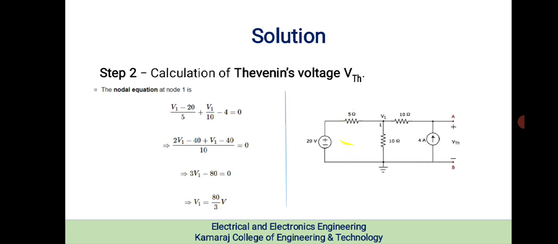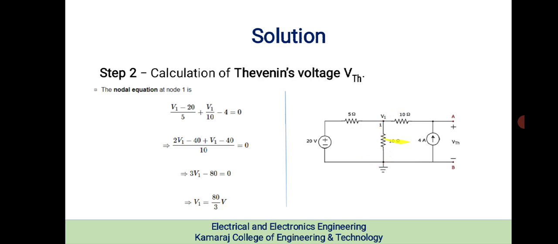So in this 5 ohm the potential difference is V1 minus 20. So V1 minus 20 divided by 5, that is current I is equal to voltage divided by resistance. So potential difference is V1 minus 20 divided by 5. Second resistance is 10 ohm. So here the potential difference is between V1 and the ground node. So V1 divided by 10 ohm.